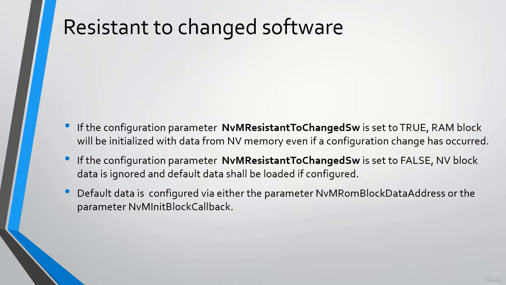I showed you 2 parameters. One is the address and one is the callback. If any of these are available, then we'll be loading the default data. That's what is said here: default data is configured via either the parameter NVM ROM block data address, or the NVM init block callback. So that's all about the NVM features. We have discussed a lot of features, and I highly request you to go through each and every one of them so that you become clear and you'll be able to easily apply them in your project depending upon the requirement.